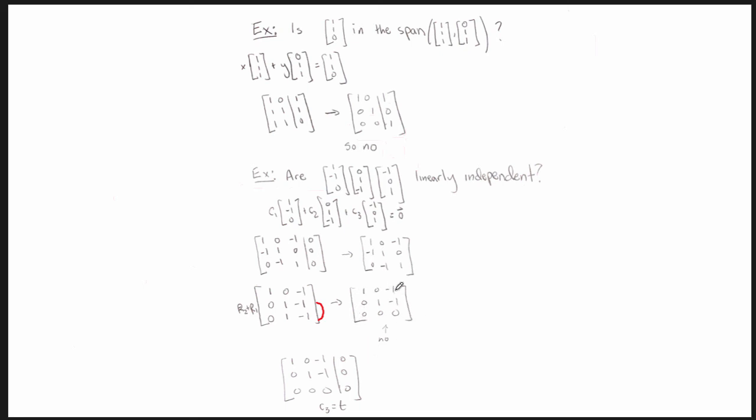If we put the zeros back in, then C1 minus C3 is 0, C2 minus C3 is 0. C3 can be anything. So there's essentially an infinite number of coefficients that would make this linear combination work.